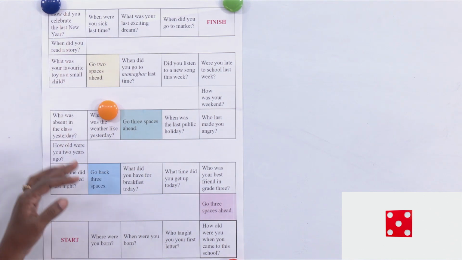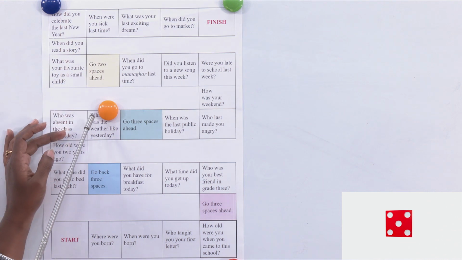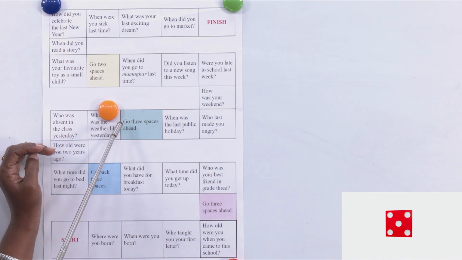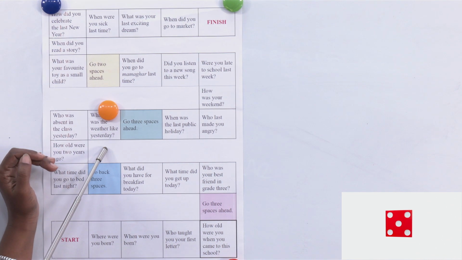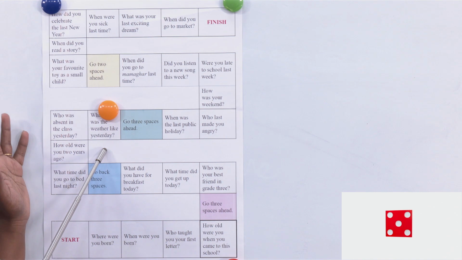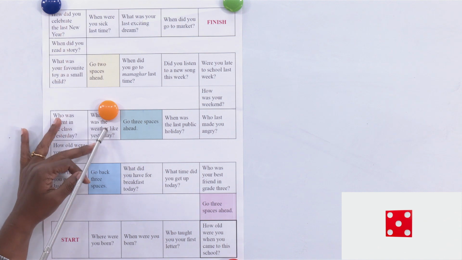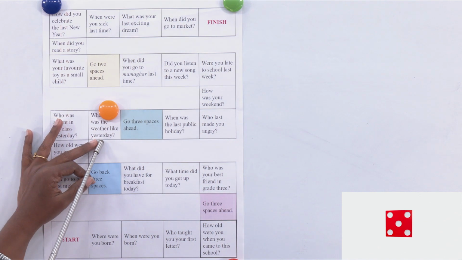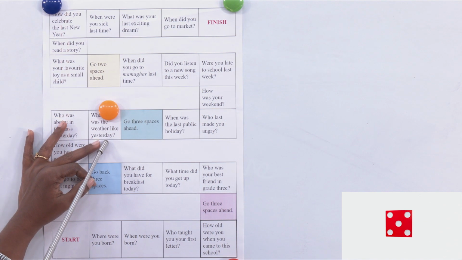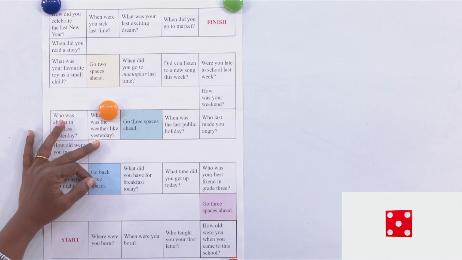1, 2, 3, 4, 5. We are here. The question is, what was the weather like yesterday? How was it? Rainy, sunny, cloudy. Okay, so we can answer. The weather was rainy. The weather was sunny yesterday. Let's roll once again. What is there? Let's see.